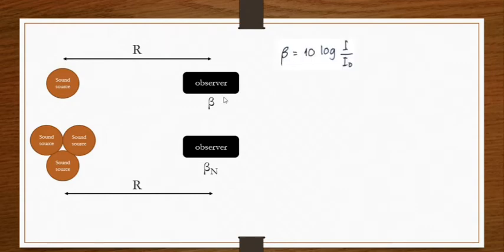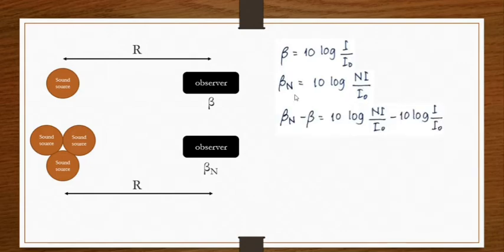This beta heard by the observer is 10 times the log of I over I naught. And beta n will be 10 times the log of n times I over I naught. Remember that we can only multiply the intensity by the number of sound sources, not the intensity level. So when there are n sound sources, the sound intensity will be n times, not the sound intensity level. We can only multiply the intensity.